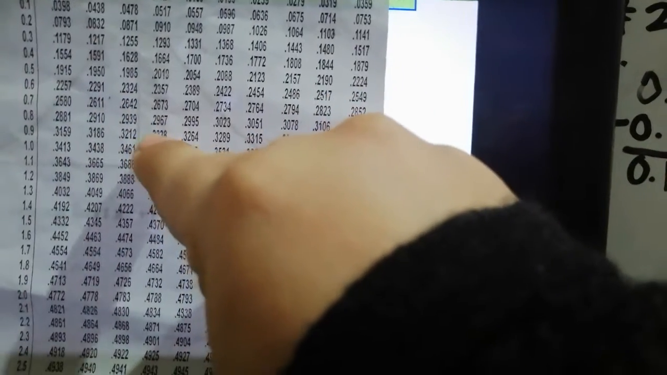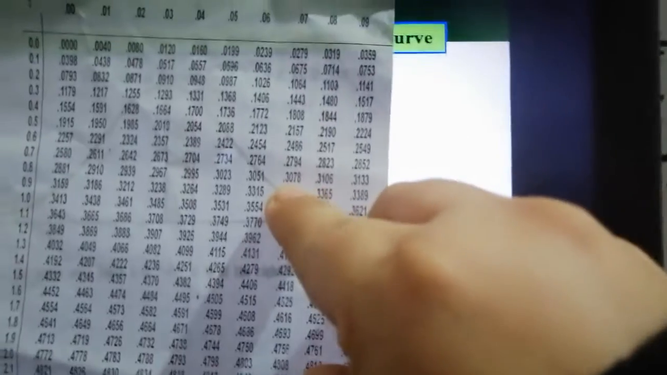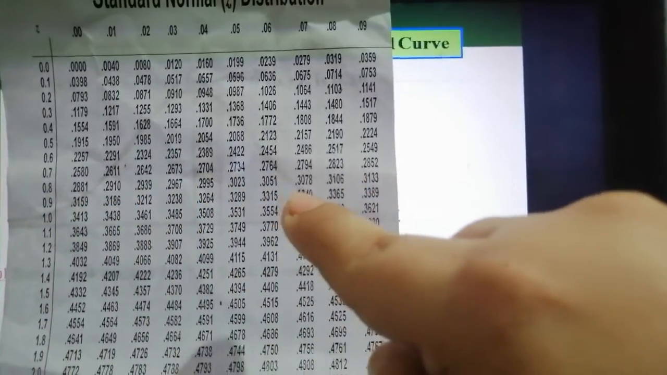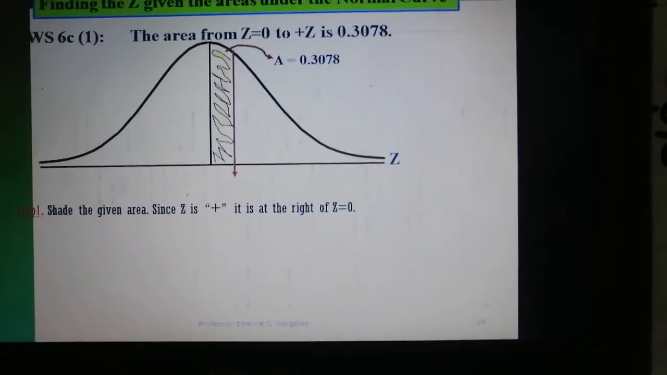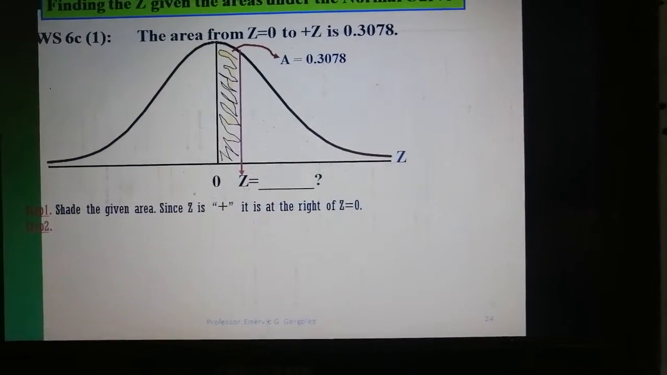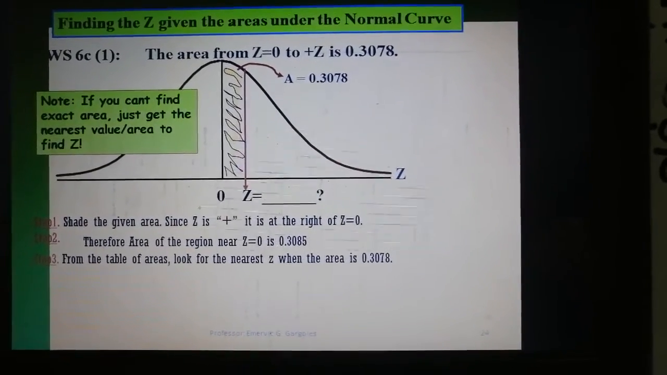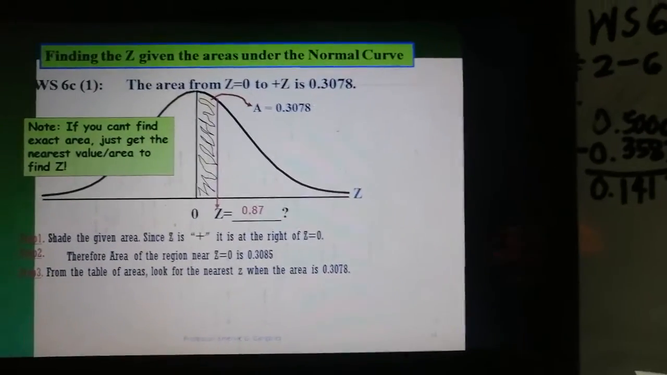So all you need to do is to find 0.3078 in the table. We have the exact value, 0.3078. So what is its z-score? 0.87. Positive or negative? Positive. Why? Because it's already indicated in the problem, and obviously our z is found on the upper distribution, so it must be positive.